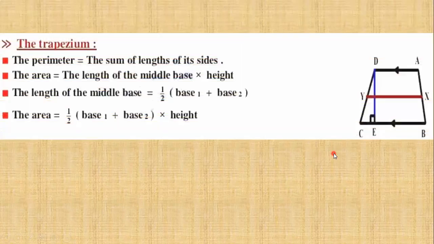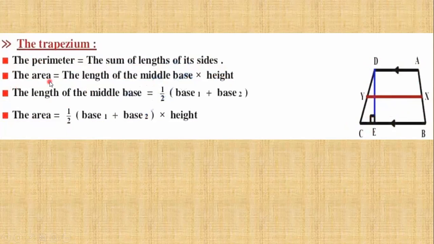Once again, trapezium or trapezoid. The trapezoid, as you see here, is a quadrilateral with two opposite parallel sides, like ABCD. The two sides AD and BC are parallel. About the perimeter first, it is the sum of the lengths of its sides. We have four sides here. Please don't forget: the perimeter of the trapezium is the sum of AB, DC, AD, and BC.